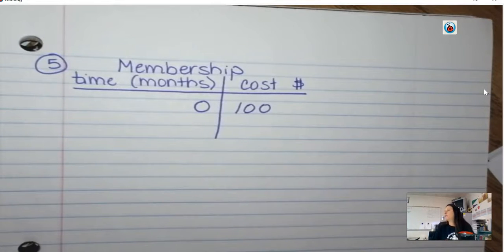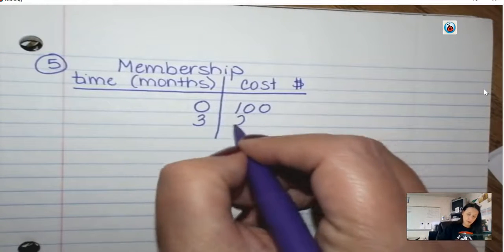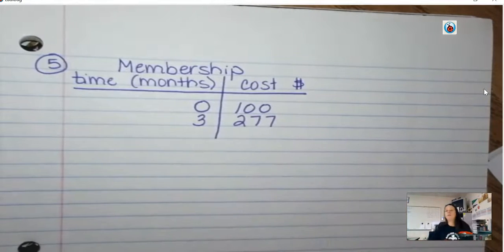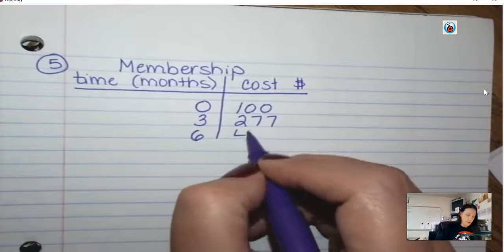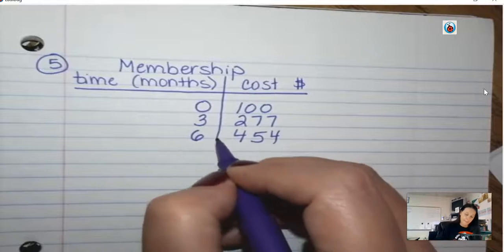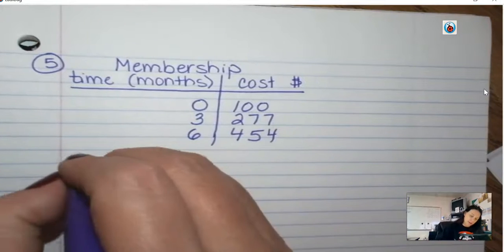Eric, wake up. Hi. If you are a member for 3 months, your cost is $277. And then 6 months, your cost is $454. And then the question says, what's the cost after 4 months?